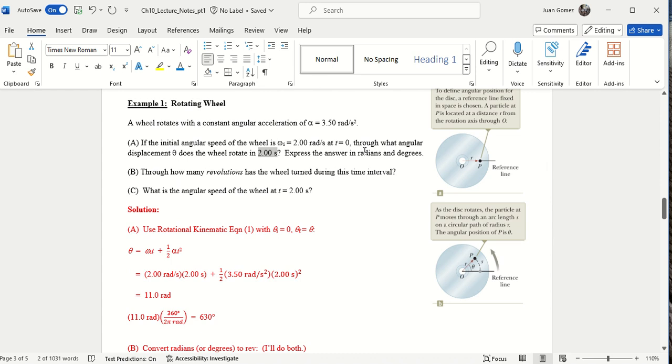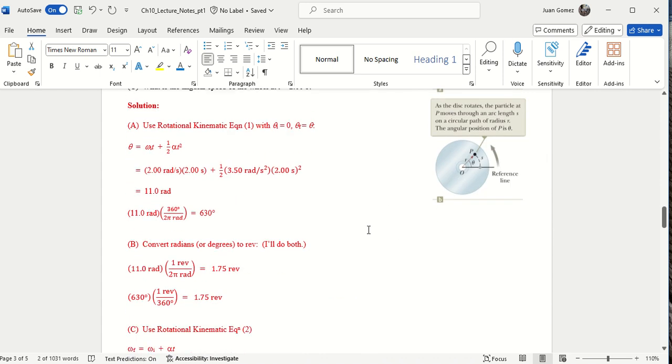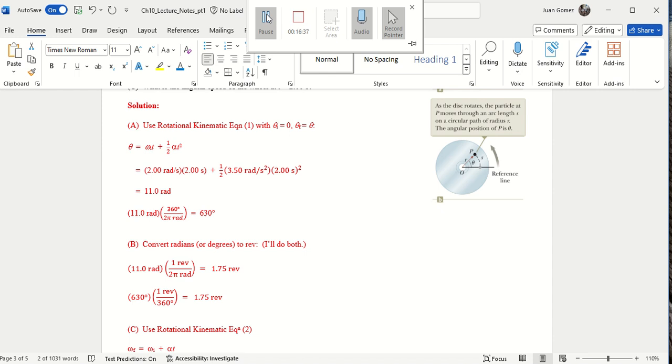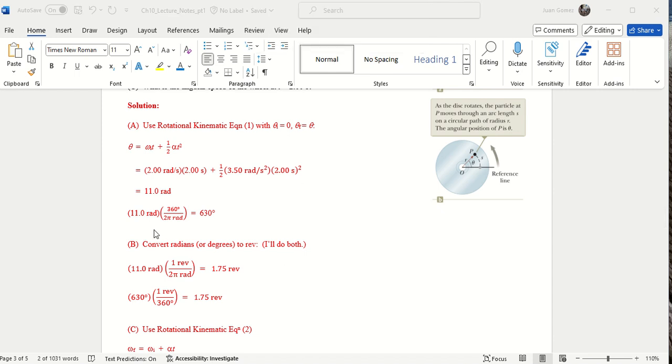And then it asks for radians and degrees. I'm going to convert radians to degrees, 11 radians. There's 360 degrees for every 2 pi radians. That gives me 630 degrees.